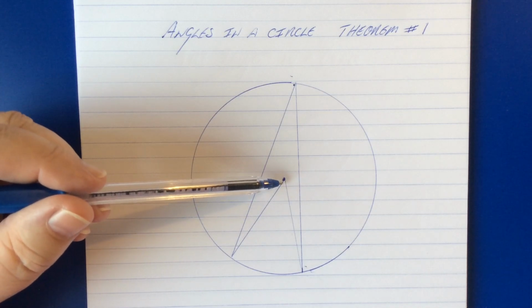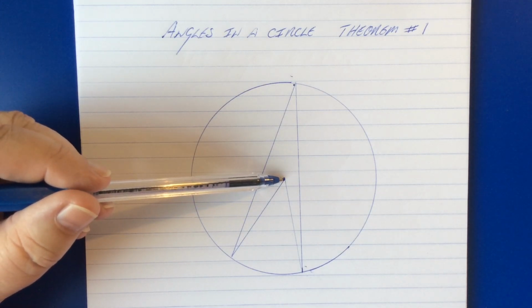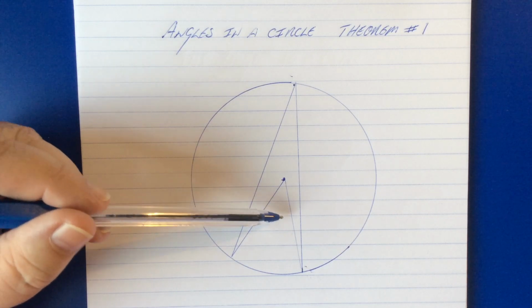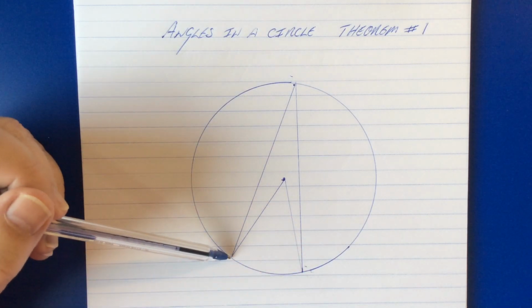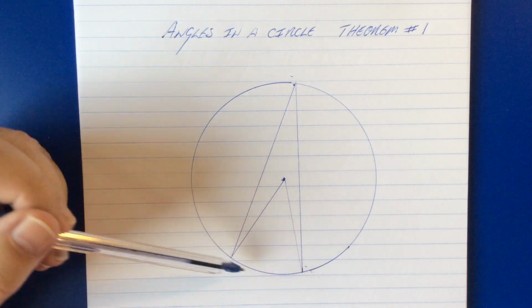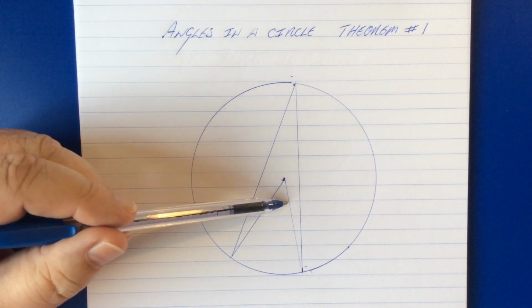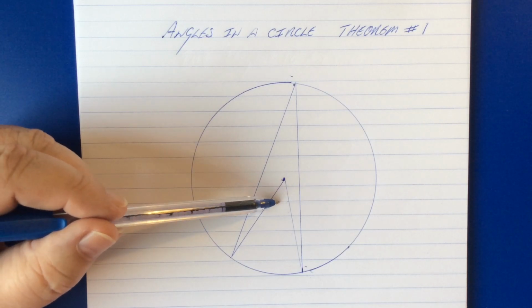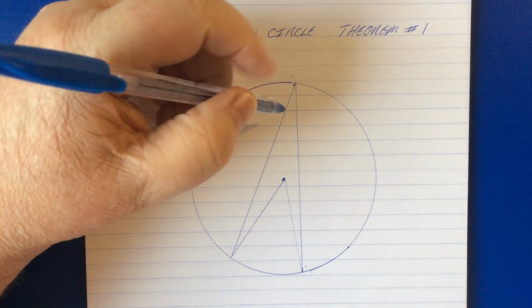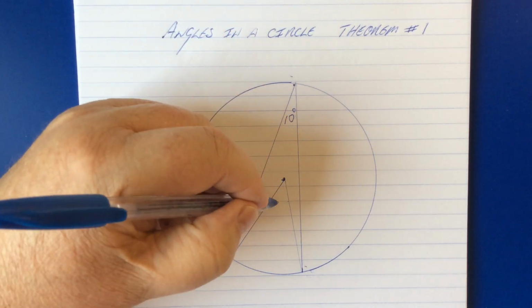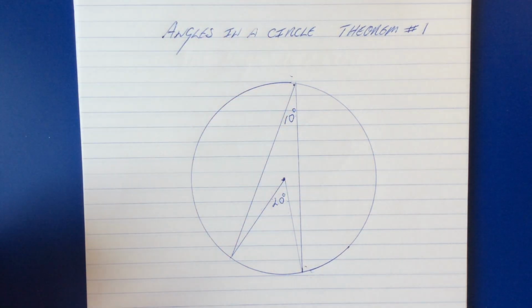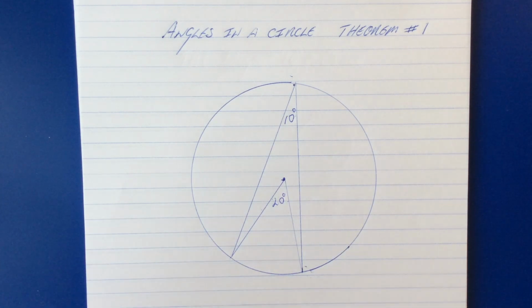It means that if this is the center of the circle and these are radii going out to the edge of the circle, to the arc of the circle, then this angle here will be 2 times the size of this angle here. So if this is 10 degrees, this will be 20. And this is a very handy rule, especially when it comes to solving geometric problems. But it's not something that is always immediately obvious.